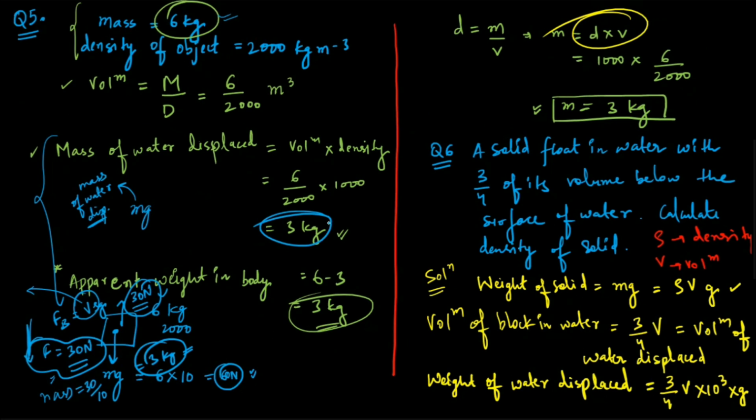Yeah, this volume is the volume of water. Or you can say this mass is the mass of water displaced. Again, there are two things. First of all, you are assuming that the object is floating. In this case, the object will not float because the density of the object is much more than the density of water. So it will definitely sink.